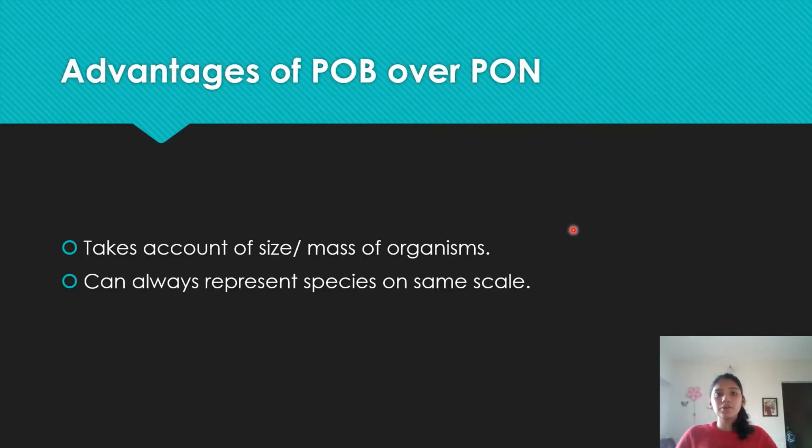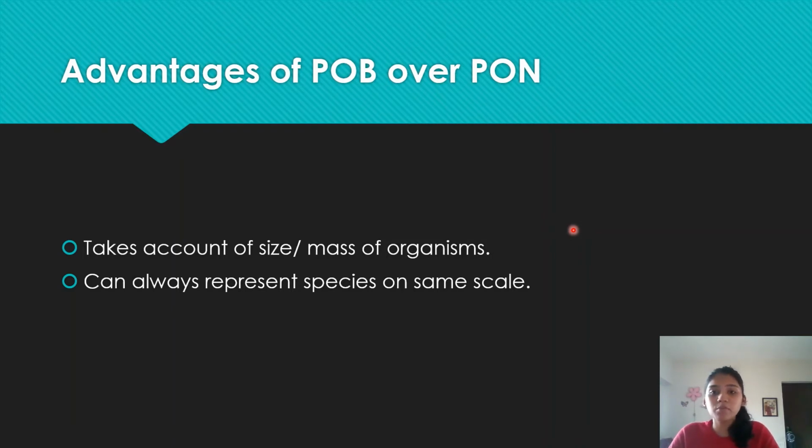Yes. So now here, the advantages of a pyramid of biomass over a pyramid of numbers. One is that it takes into account the size or the mass of an organism. As I said, the biomass virtually refers to the size, the dry mass of an organism. So it takes into account the size of the organism. So the bottom trophic level is big. And it can always represent species on the same scale. You can mark up that point.